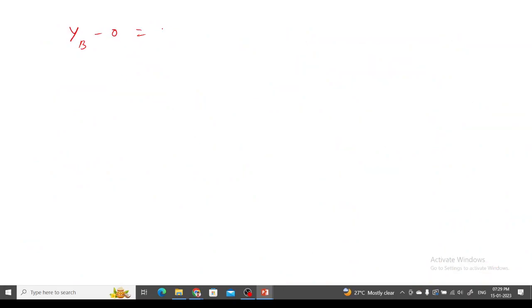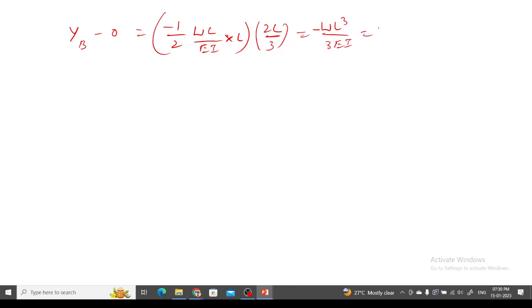So the area we have already calculated is negative. Minus 1 by 2 into WL by EI into L, and this is the area, and X bar is actually 2L by 3. If you simplify, what is the value? WL cube by 3EI, and it will be negative. Negative means downward direction. So if I write the direction, it will be WL cube divided by 3EI, downward direction. So this is a very simple problem.